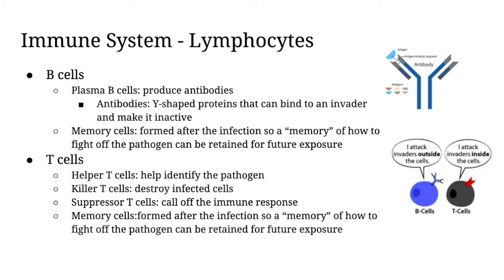And then suppressor T cells are going to kind of call off the immune response. Once the person's body has fought off the infection and they're getting better, the suppressor T cells will kind of slow down that immune response because it's not needed anymore. The person's getting better. So again, memory cells are going to be formed after every infection so that you can retain a memory of how to fight that off if you're exposed to it again.